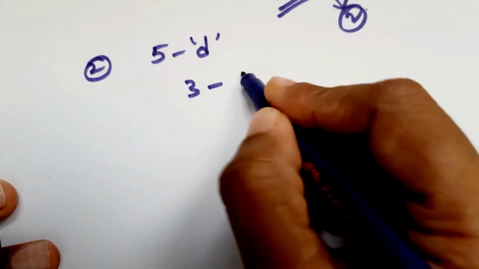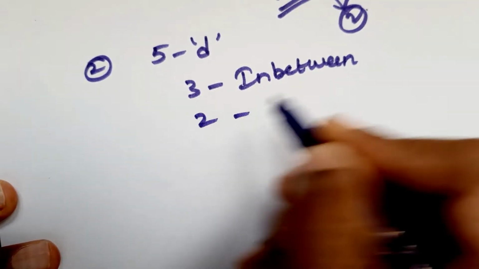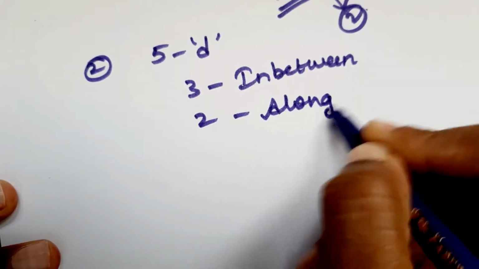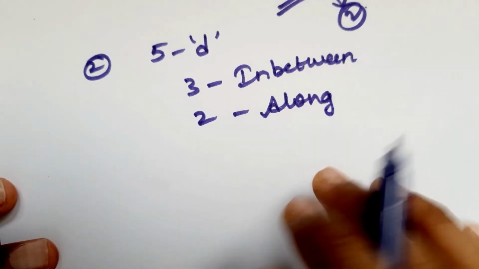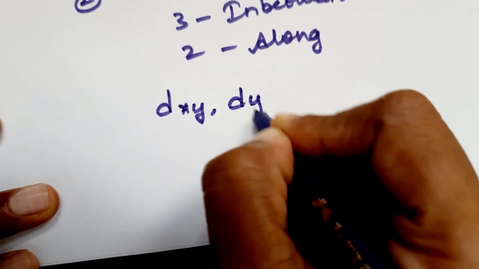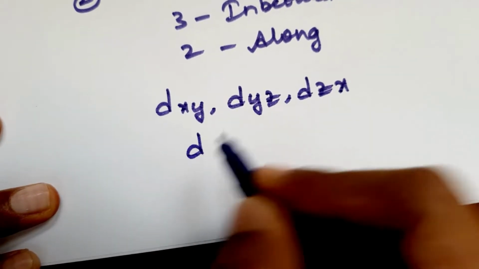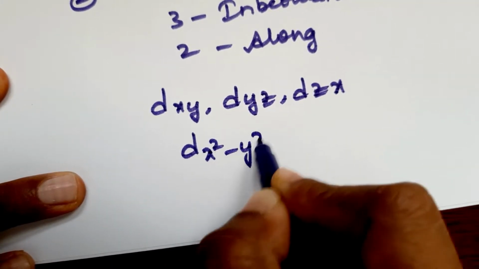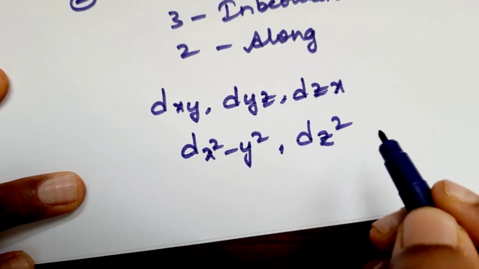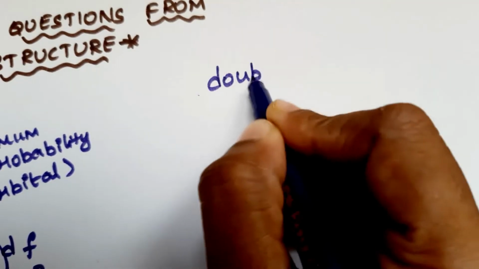3 orbitals are in between the axes and 2 are along the axes. The in-between orbitals are dxy, dyz, dzx. The along-the-axis orbitals are dx square minus y square and dz square. What is the shape of the d orbitals, students? The shape of the d orbitals is double dumbbell shape.